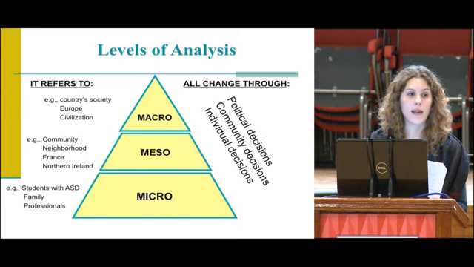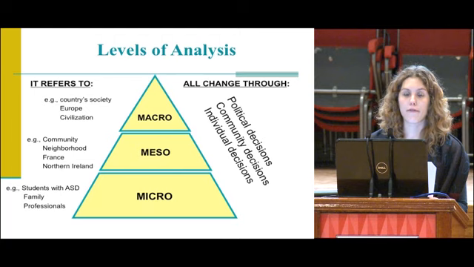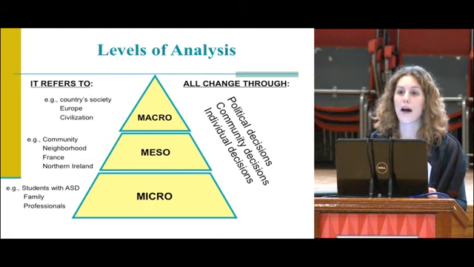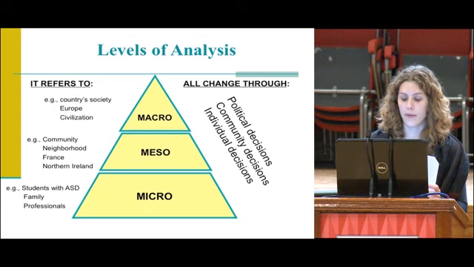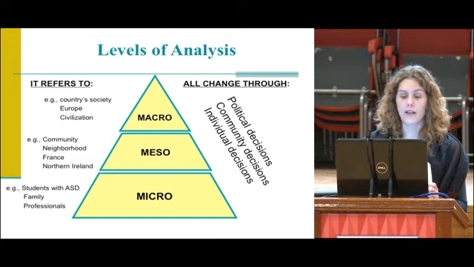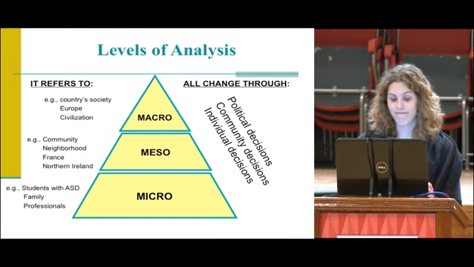So when we make changes at this level, we have professionals that get training, children that improve their lives, families that have a better quality of life, but on an individual basis. Then we've got the second level of analysis, and that's the meso level.